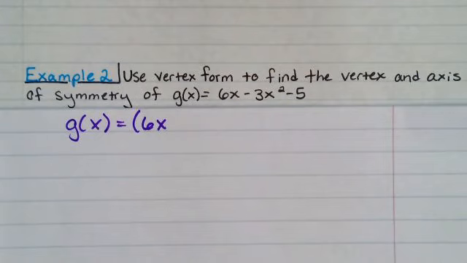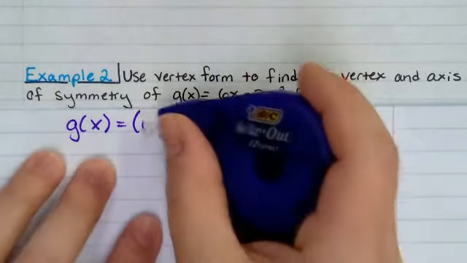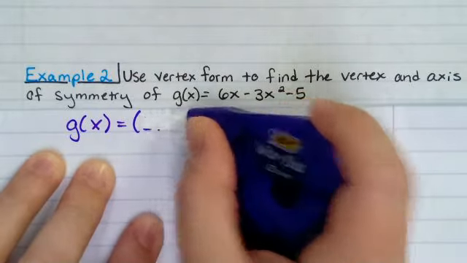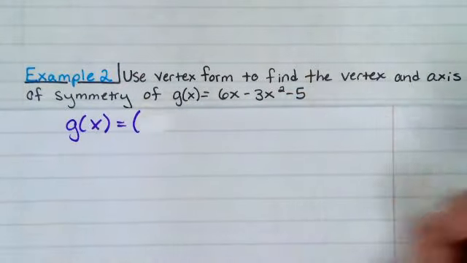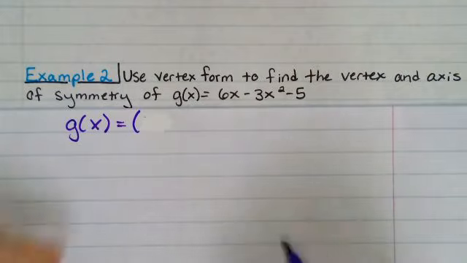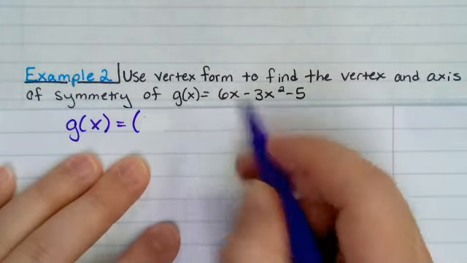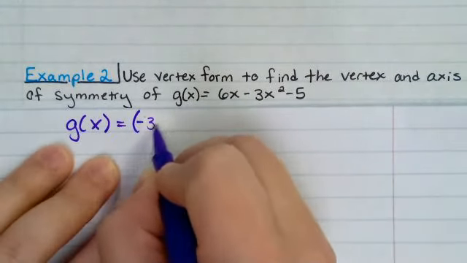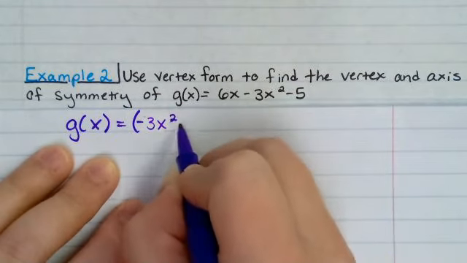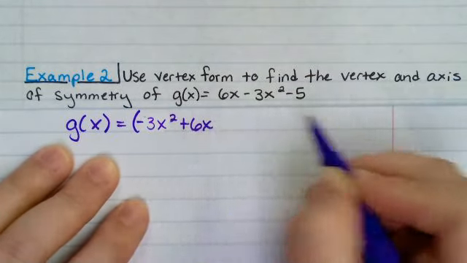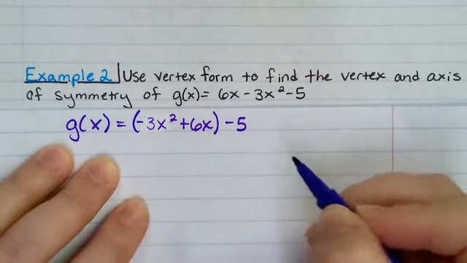Hold on. I didn't look at it closely before I started writing. So they did not give this to us in standard form. They actually just kind of scrambled up the letters. We want to put the x squared term first. Okay, and then we're going to put the next one. That was a positive 6x. All right, and then we're going to have that constant at the end.